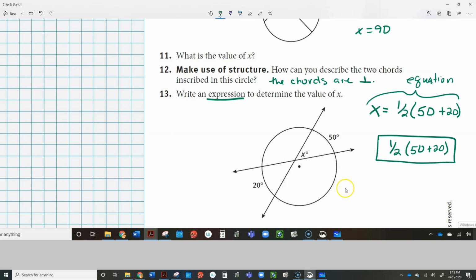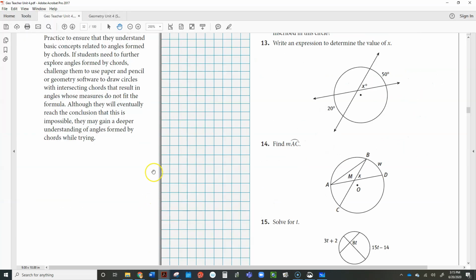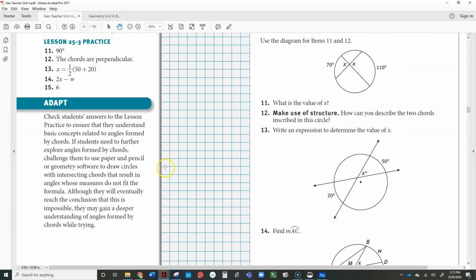I'm going to go check the answer key real quick and see if they left it like that, or if they went ahead and wrote the answer down. I didn't look at the answers when I started working these. Oh, they broke their own rule. They wrote an equation. How interesting.